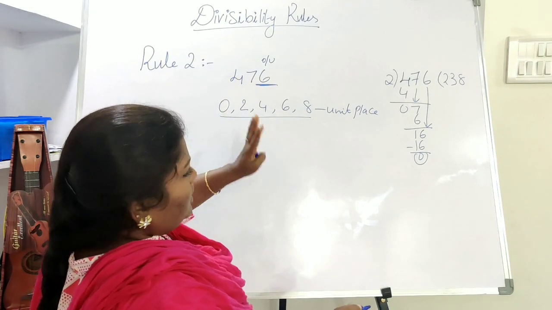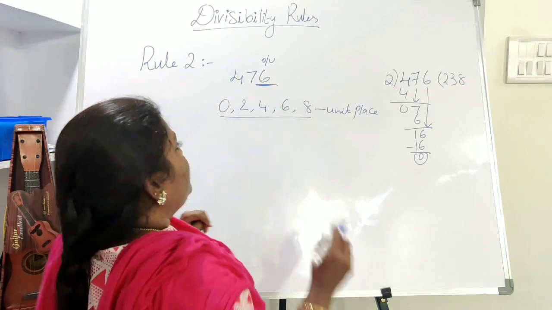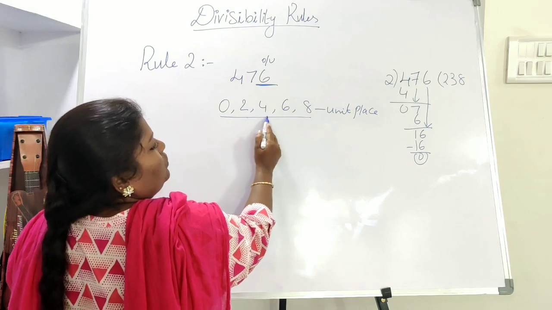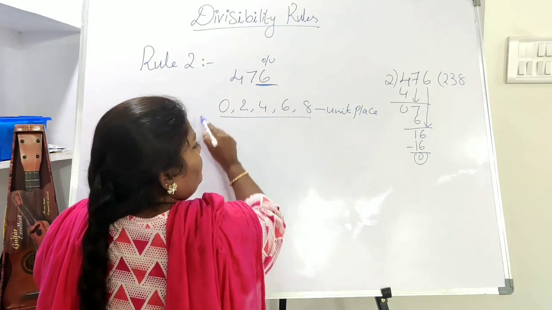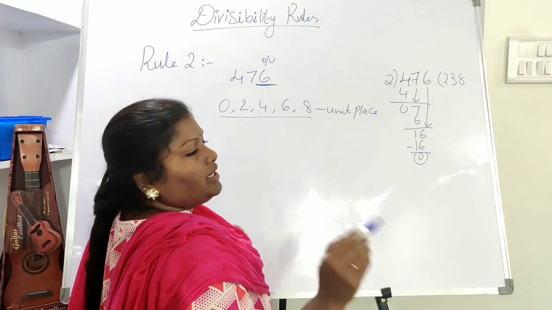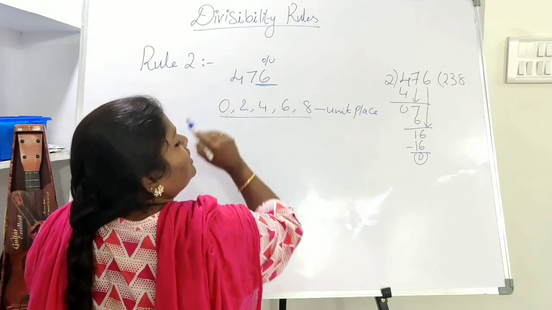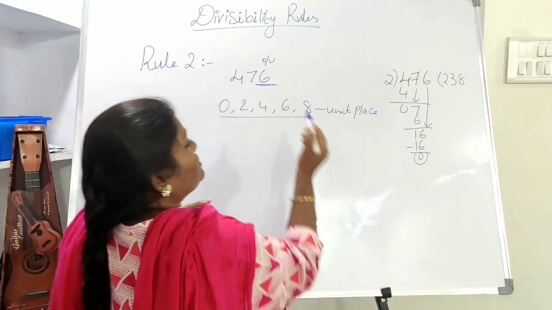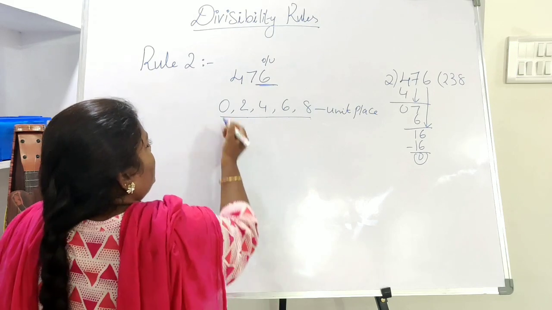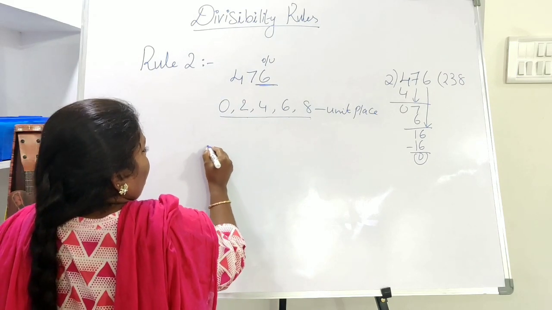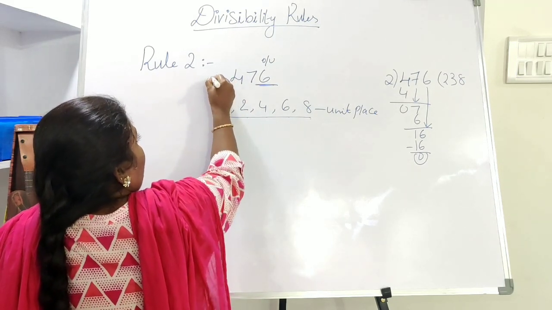Now, what are the digits to be there in the units place? 0, 2, 4, 6, 8. If any of these numbers is there in the units place of the given number, then we can say it is divisible by 2. Let's take one more example. So this is example 1.